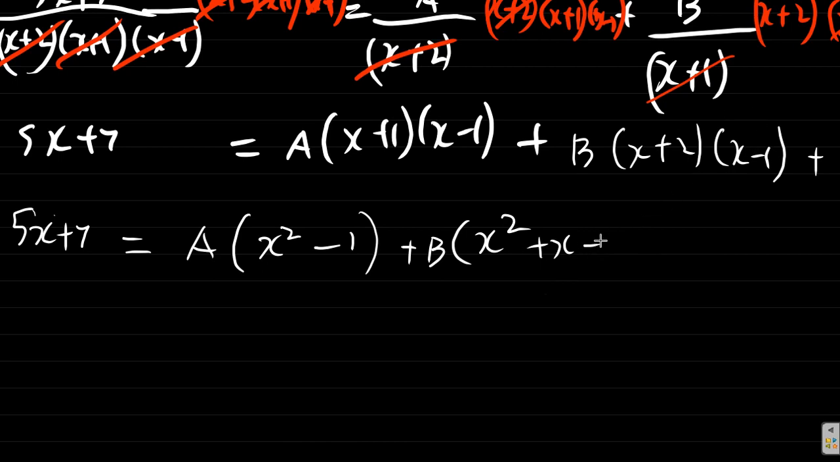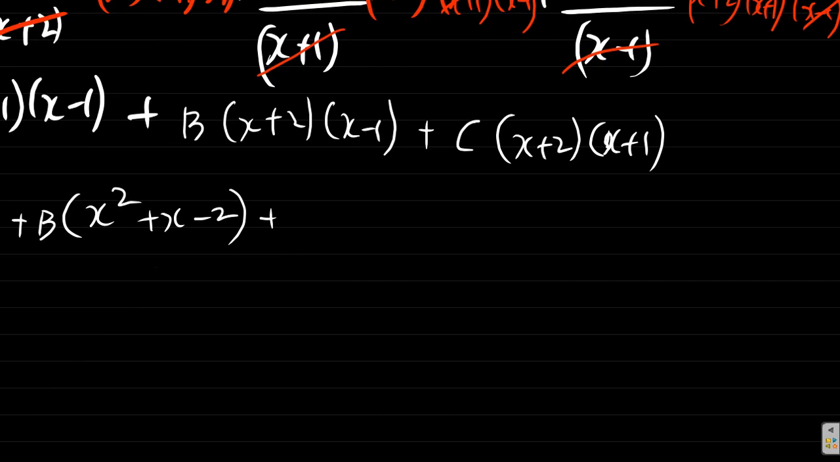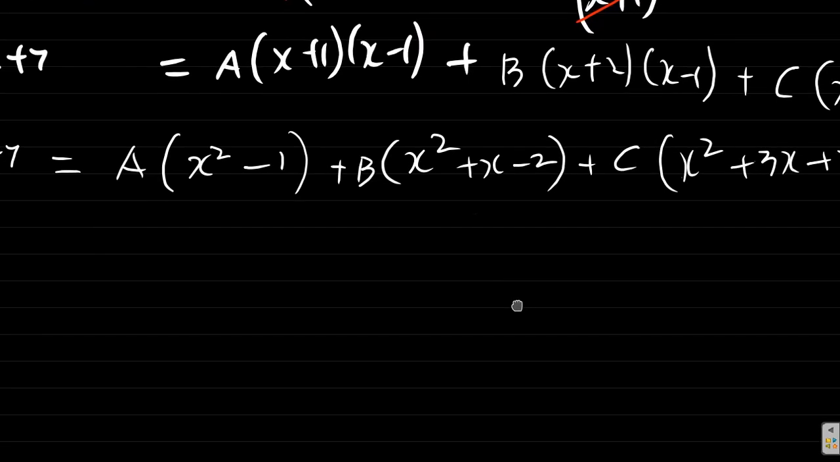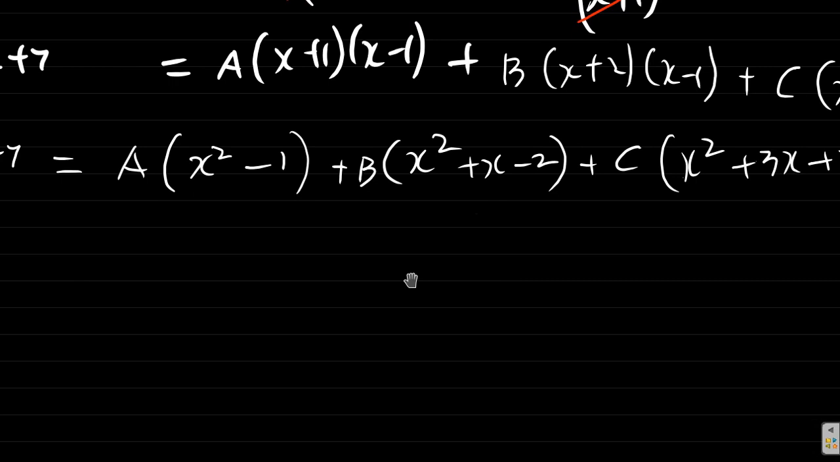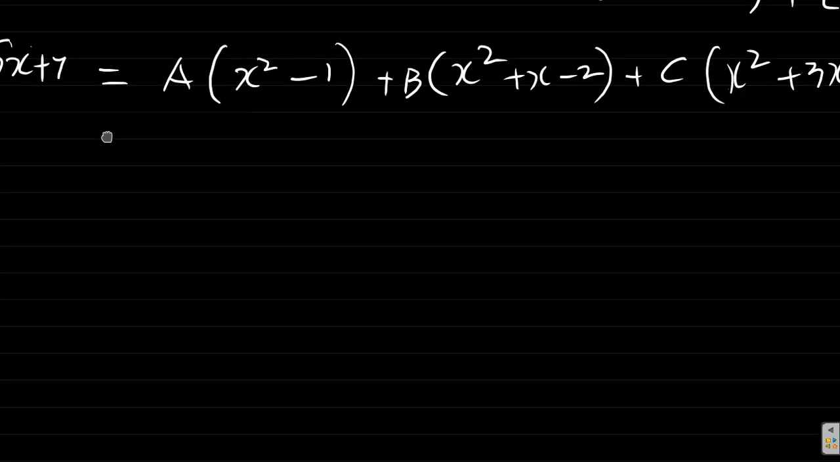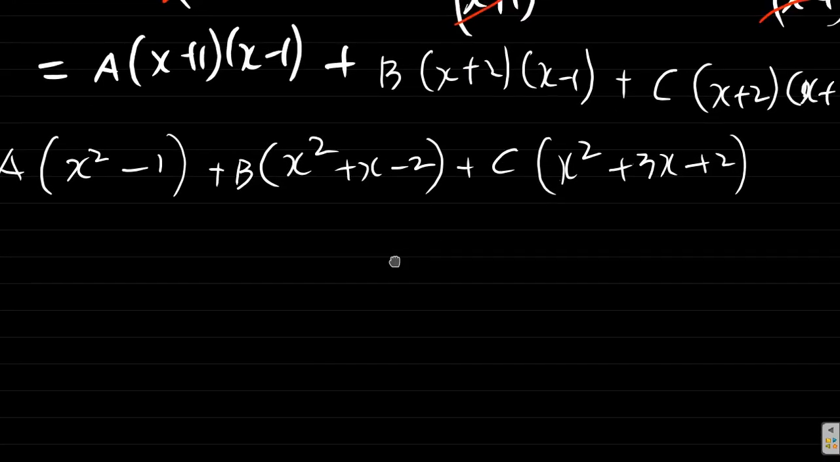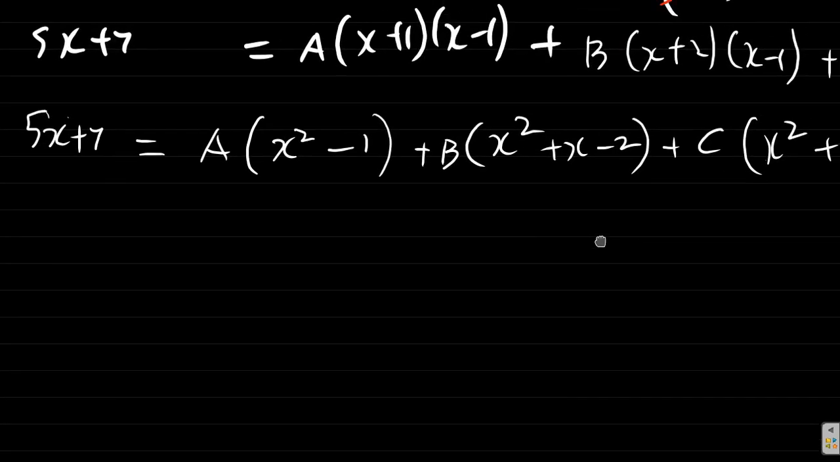2 times negative 1 is minus 2. Alright? So we have that. Plus, and this is going to be c times x squared plus 1x plus 2x, that's going to be plus 3x, and 2 ones are 2, plus 2. So there we have that so far, right? So here, let's expand the bracket and isolate the x squared, the x, and the numbers.